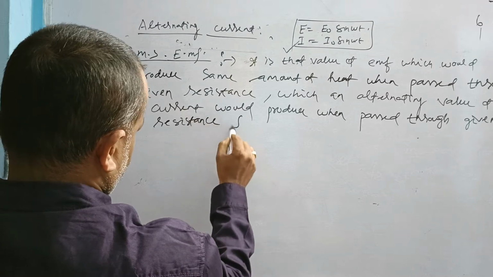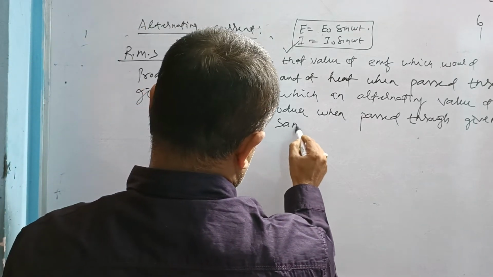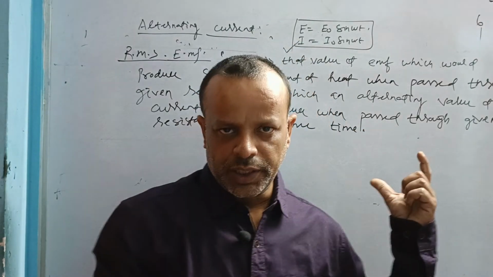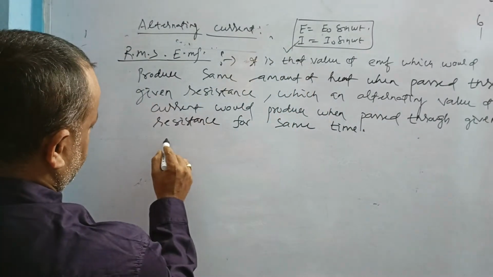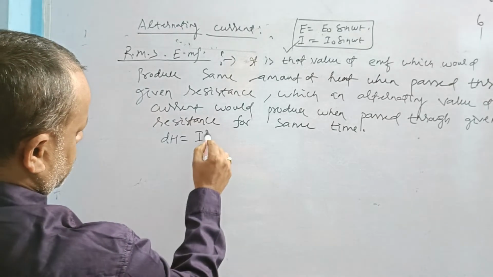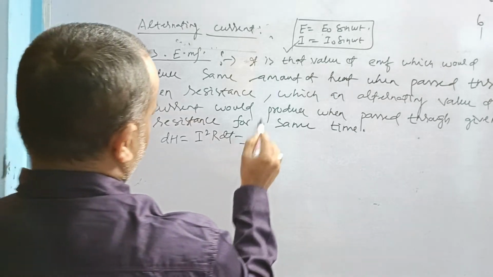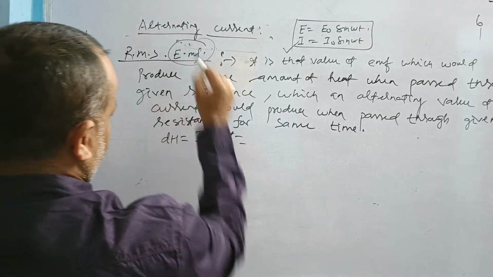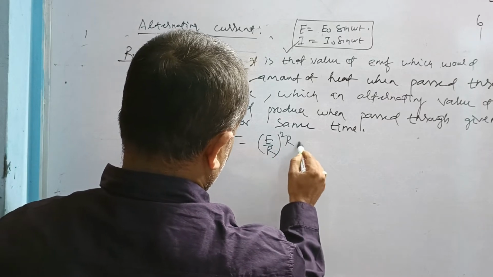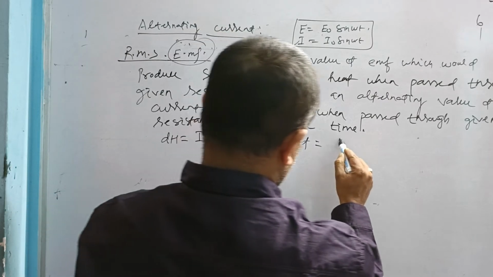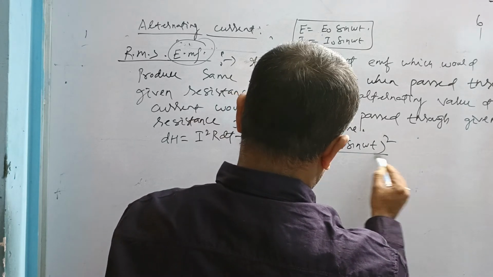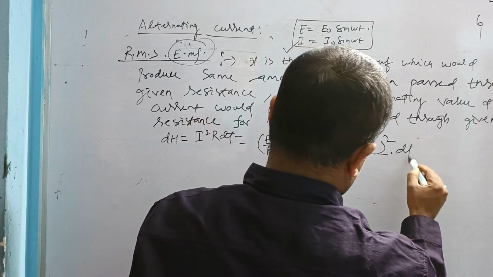Given resistance for the same time. As we have discussed in the definition, heat produced, so we will follow that. Joule's law: this is I square R into T, but we have to correlate it with EMF. So what we have to do is (E by R) whole square R into delta T. This is (E naught sine omega T) whole square upon R delta T.